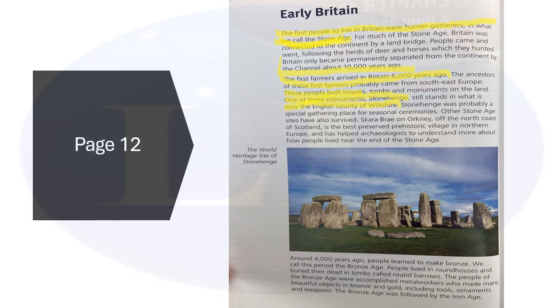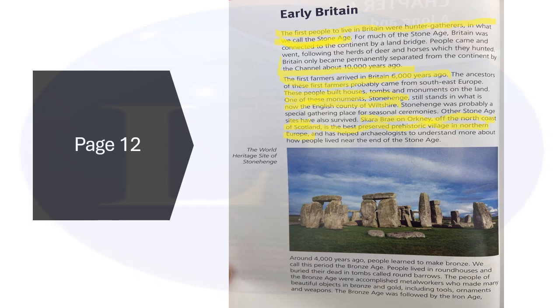Sometimes the question is about the country, sometimes about Wiltshire. They might ask what monument still stands in Wiltshire in England, and you would say Stonehenge. Don't worry about that. The next thing is, other Stone Age sites have also survived. Skara Brae on Orkney, off the north coast of Scotland, is the best preserved prehistoric village in Northern Europe. That's a very important sentence.